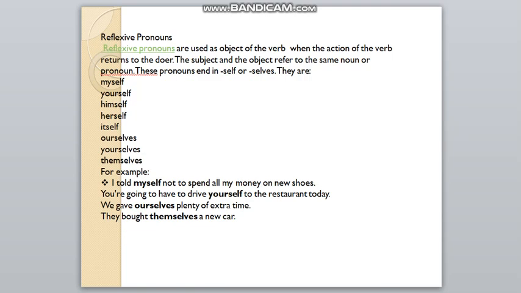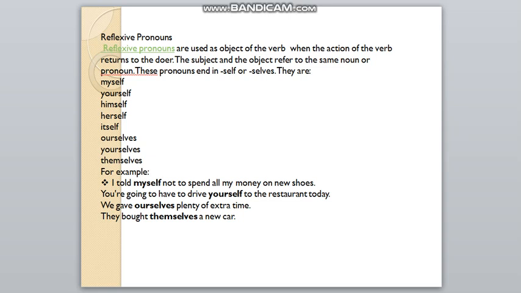Now, reflexive pronouns. Reflexive pronouns are used as an object of the verb when the action of the verb returns to the doer. The subject and the object refer to the same noun or pronoun. For example, myself, yourself, himself, herself, itself, ourselves, yourselves, and then themselves. Here, we should understand, children, reflexive pronouns are used as objects of the verb when the action of the verb returns to the doer.